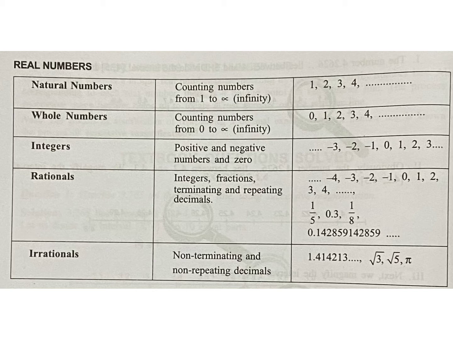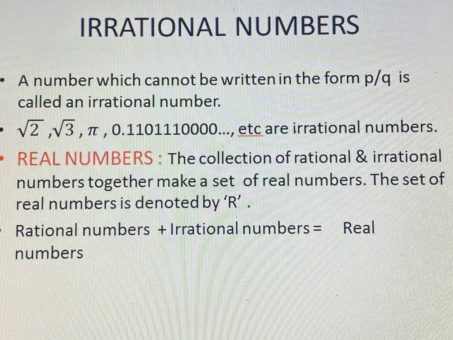Now next is irrational numbers. The numbers which cannot be represented in the form p by q are called irrational numbers. Let us try to understand them in detail. Irrational numbers: a number which cannot be written in the form p by q is called an irrational number. For example, root of 2, root of 3, pi, 0.1101110000, etc. are irrational numbers.